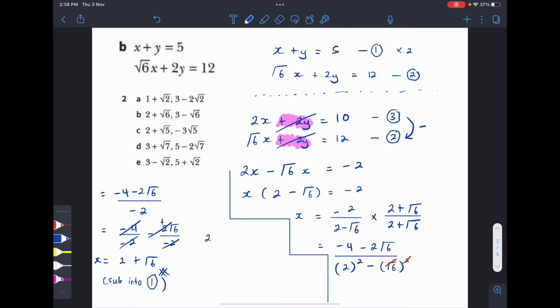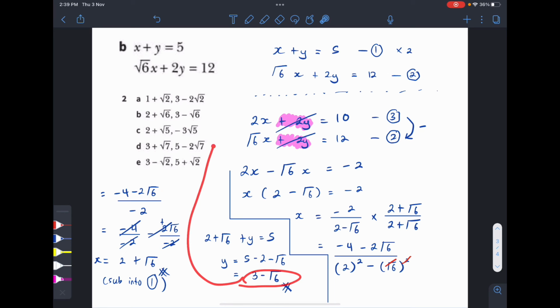There's no space anywhere. So 2 plus root 6 equals into 5. Oops, sorry. 2 plus root 6 plus y equals 5. Yeah. And all you need to do is just move it to the other side. So you've got 5 minus 2 minus root 6. 5 minus 2 is 3 minus root 6. And there you go. This is your final answer.